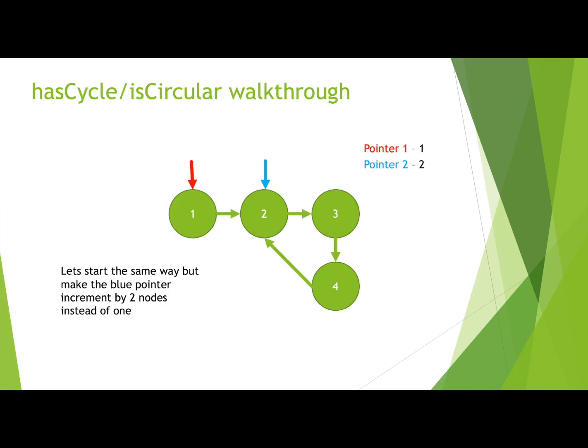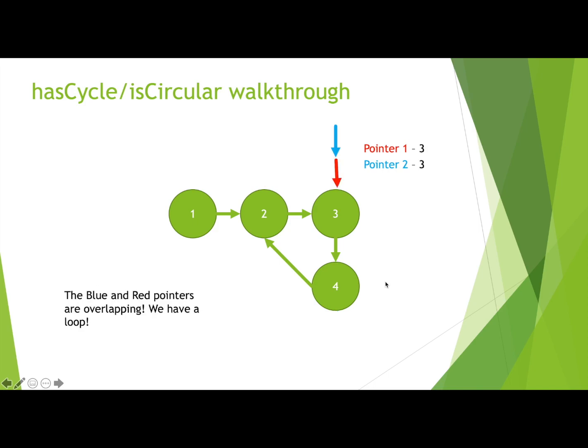So now let's see how we can apply this to our problem. Let's start our pointers at the same point in space. But this time we're going to move our red pointer only one, and our blue pointer we're going to move faster, by two nodes instead of one. So in the first case, our red pointer points at 2, our blue pointer points at 4, because it's traveling by 2.